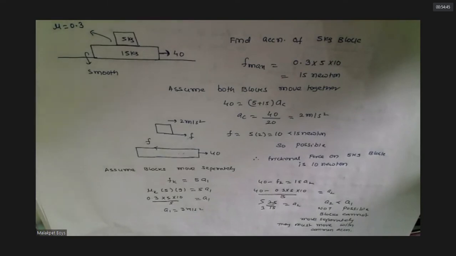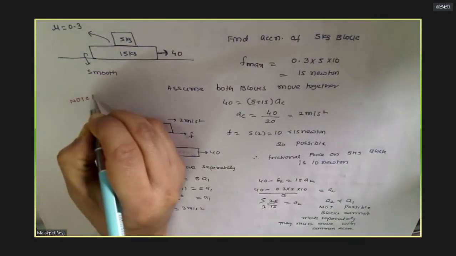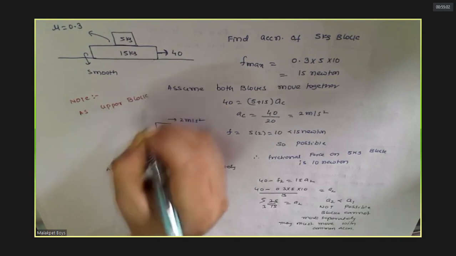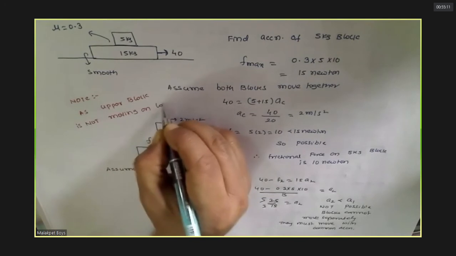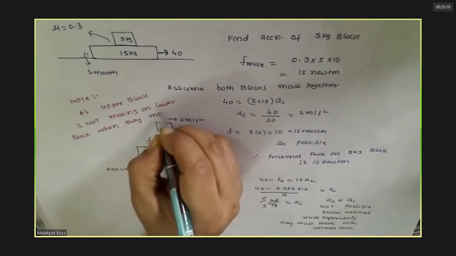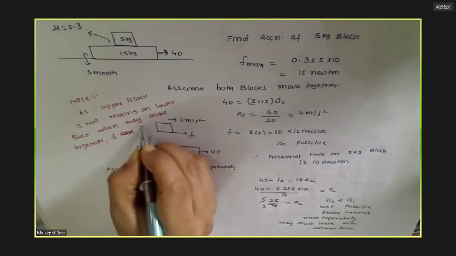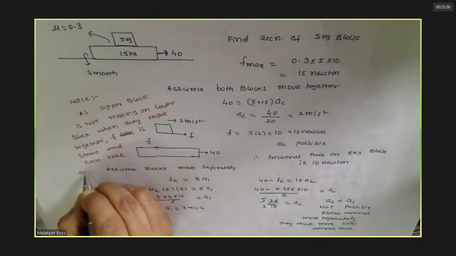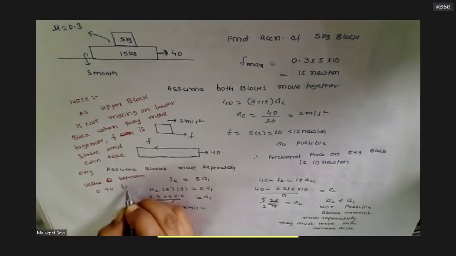Yes, sir. You remember that the upper block, you can make a note of this as upper block. Okay, F can vary. F is static and can take any value from where to where? Between 0 to F max. Do you agree or not? Yes, sir.